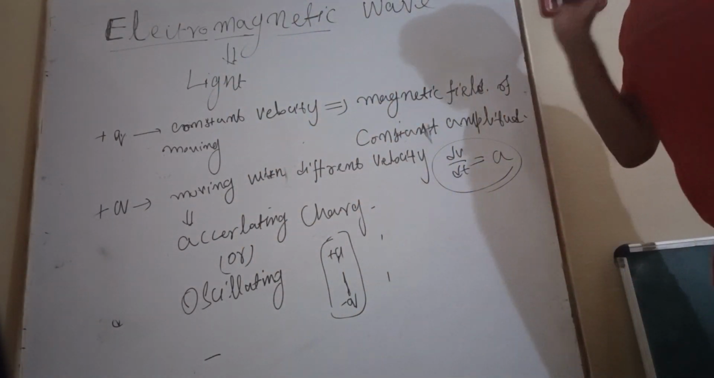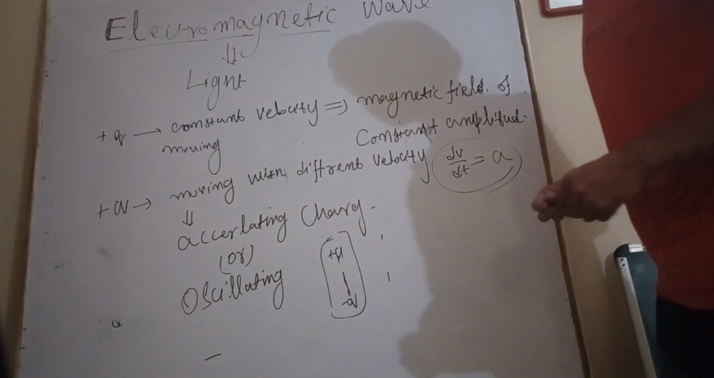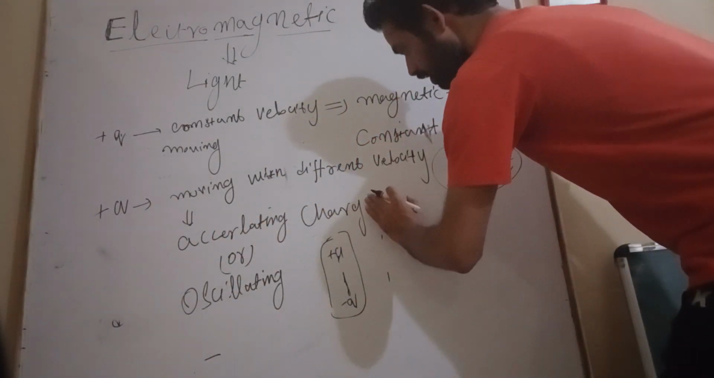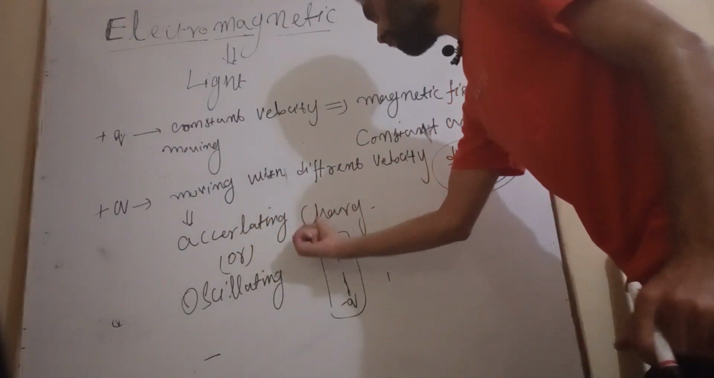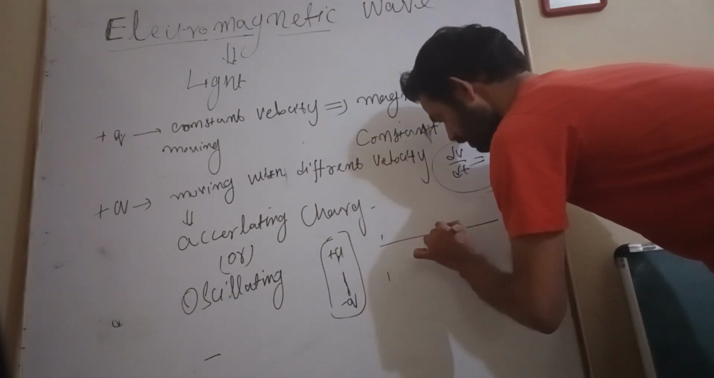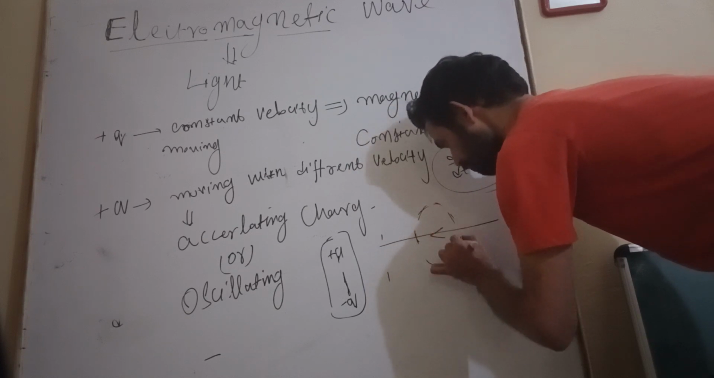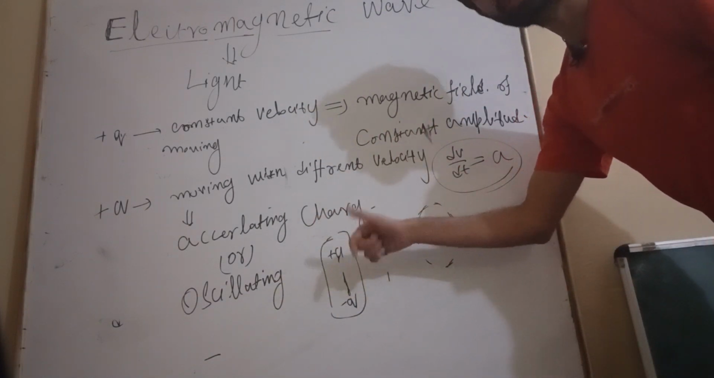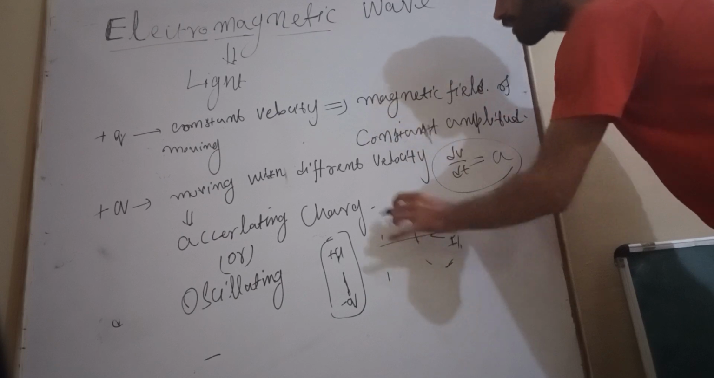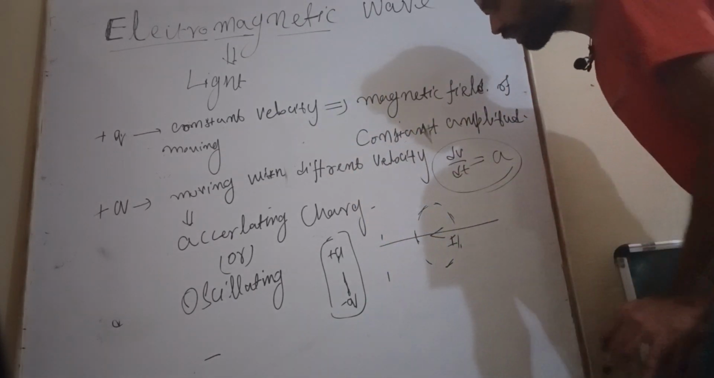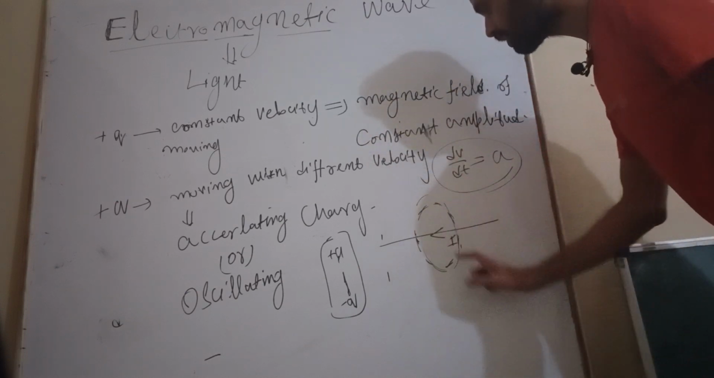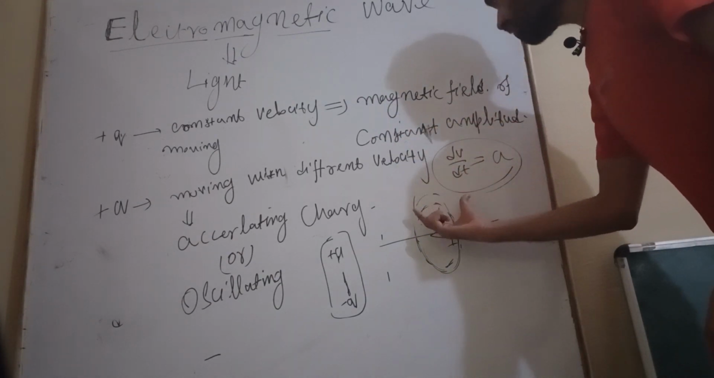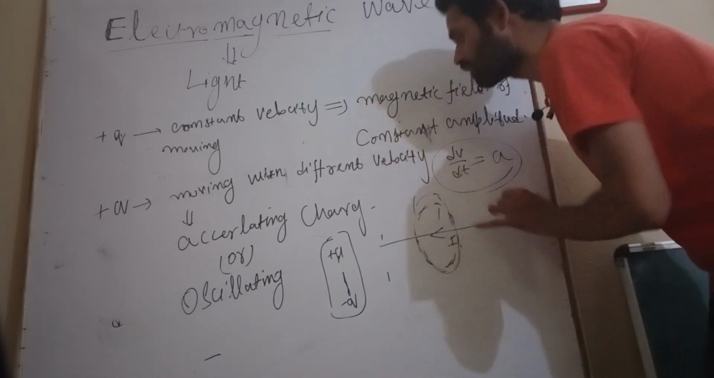This oscillating charge will give us magnetic field, now of different magnitude. Therefore the charge moving with different velocity means it is an oscillating charge, and it will generate current. If there is a current, then there is a magnetic field. We should know that moving charge, the flow of charge, is nothing more than current. Once current is there, magnetic field is there. What type of magnetic field is this? It is a magnetic field of different amplitude.